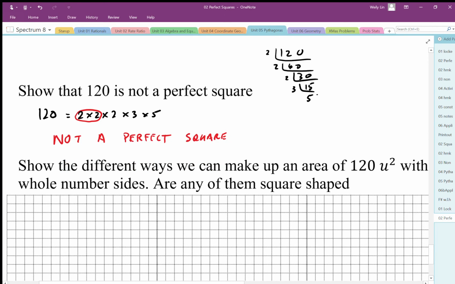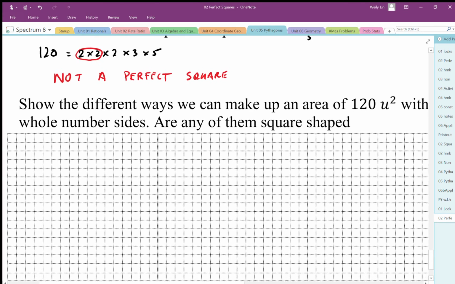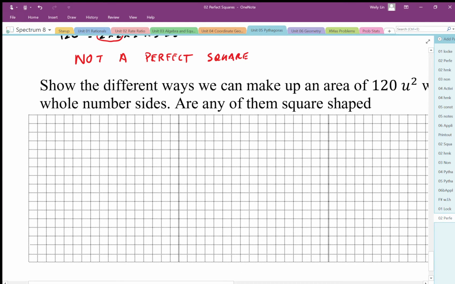Okay, and we can show that we can get 120 by all sorts of lengths and widths, but none that are going to be a perfect square. The closest I can probably get is 10 times 12, so 1, 2, 3, 4, 5, 6, 7, 8, 9, 10 by 1, 2, 3, 4, 5, 6, 7, 8, 9, 10, 11, 12. So that's going to give us 120 squares exactly. But this is not going to be a perfect square because you can see that the edge lengths are not the same.